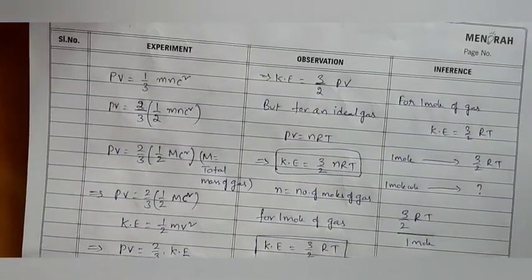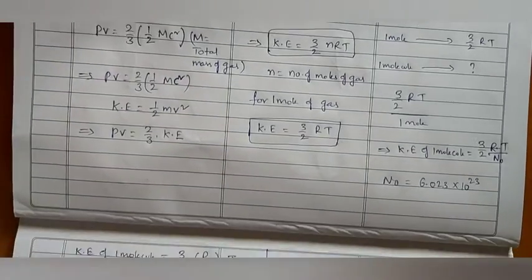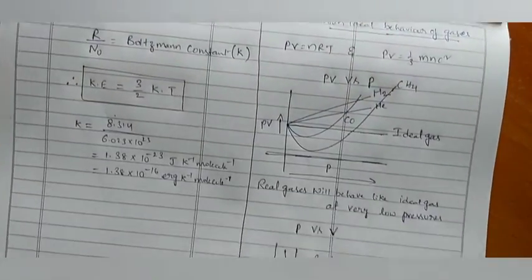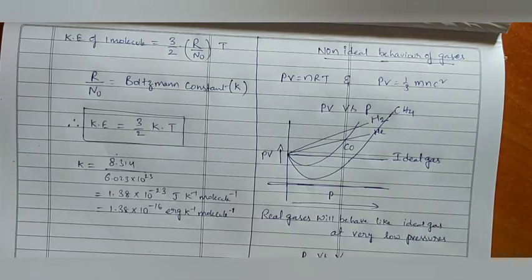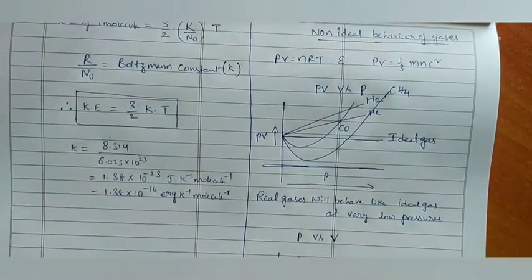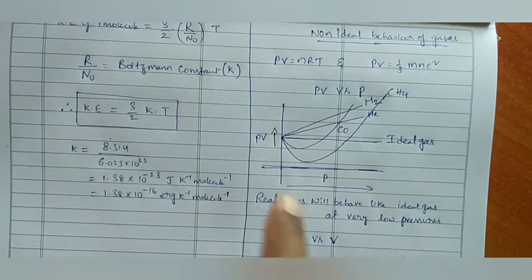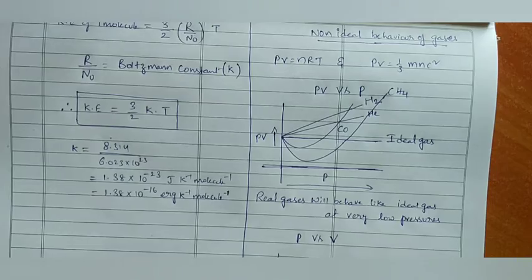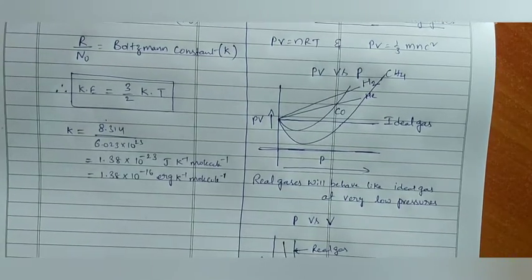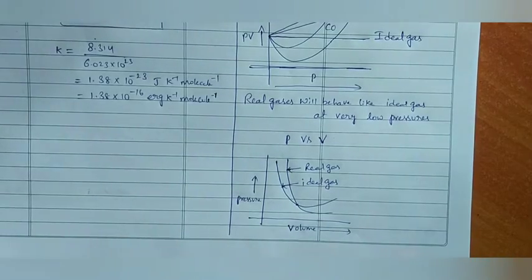Today we have started the session with derivation of kinetic energy for one molecule. After completion of the derivation, we have kept the side heading non-ideal behavior of gases. In non-ideal behavior of gases, we are seeing how these real gases are deviating from ideal gas. By using the graphs, we are going to see them. Those graphs are first one PV versus P and P versus V.